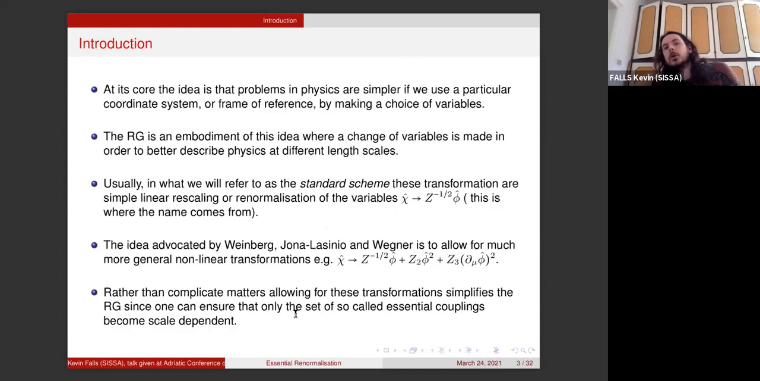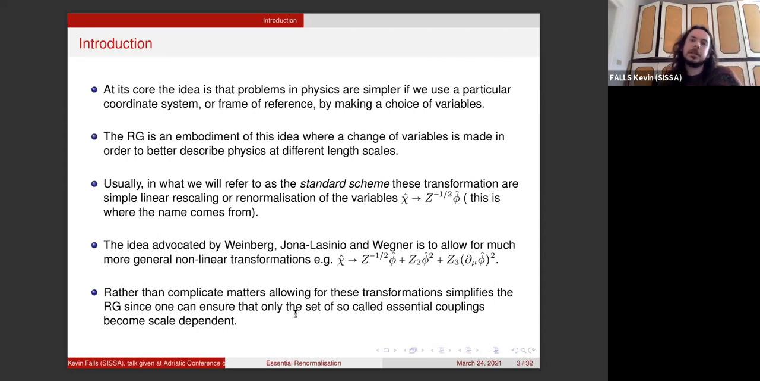At its core, the idea is that whenever we have problems in physics, they can usually be made simpler if we use a particular coordinate system or a frame of reference, and we can transform there by making a change of variables. So we can make a certain choice of variables to express the problem. And the renormalization group itself is an embodiment of this idea where we want to make a change of variables in order to better describe physics that happens at different length scales. So then an RG transformation basically gives us a new description at each length scale.